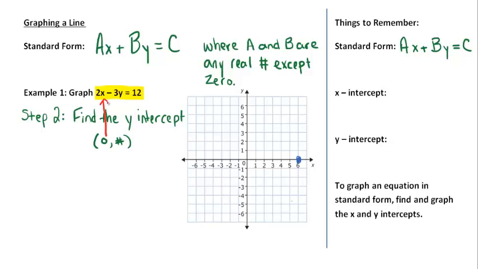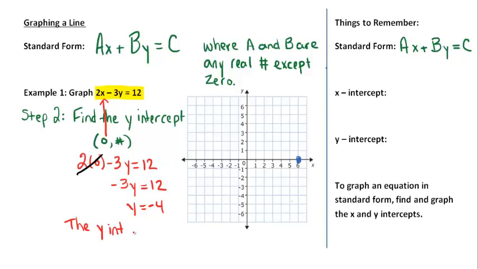So this time I want to substitute 0 in for x. And you'll see that my algebra is going to be very similar to step 1. When I substitute in 0 for x, that eliminates that whole first term. Now I need to simplify where negative 3y equals 12. I divide both sides by negative 3 and I get negative 4. So this tells me that the y-intercept is located at 0, negative 4.